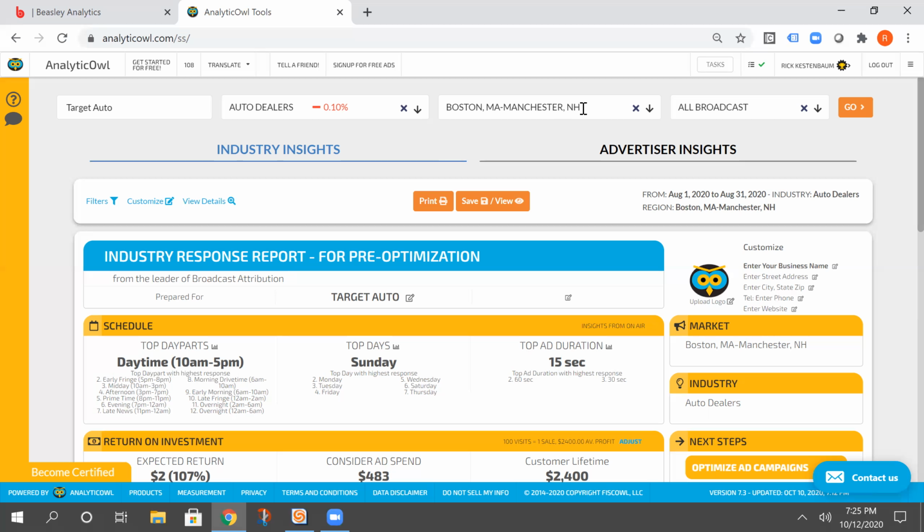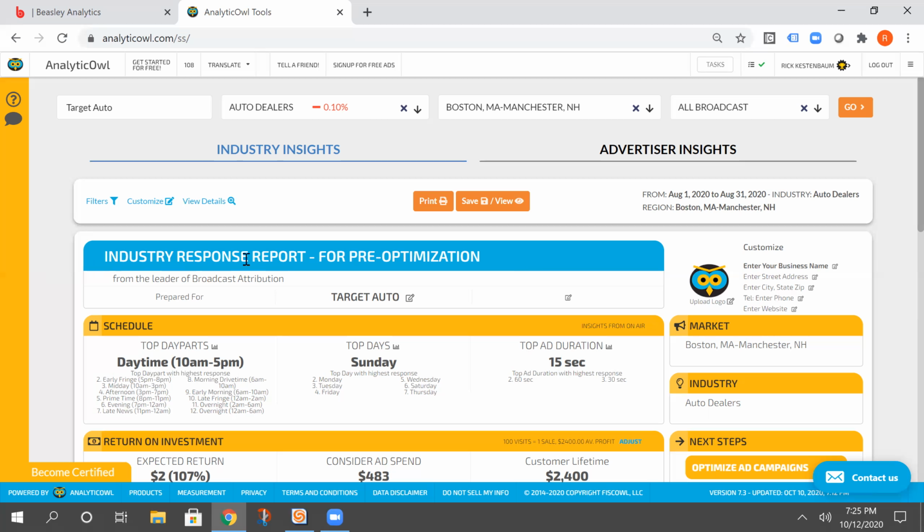Then you just select your market. You select either all broadcast, TV, or radio. You click go, and this report is generated. If you've noticed, no Google Analytics required. Hooray. You're able to produce this report with all this valuable data just by entering this information you see right here at the top. So let's see what populates here in this report.